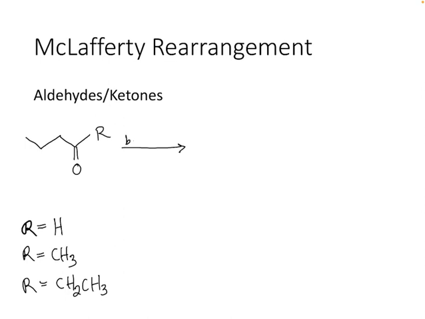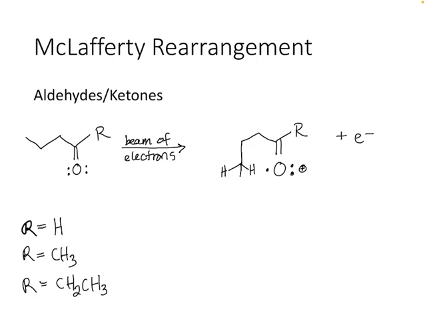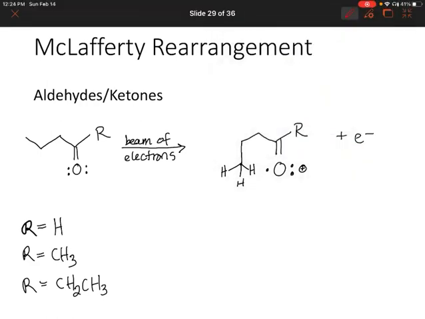So, again, let's say this passes through our beam of electrons. The oxygen is going to lose one electron. And we still have our R group. And then I'm just going to draw the other carbons slightly differently. So I'm just rotating the last carbon downward. And the reason for that is our radical oxygen is going to form a bond with one of the hydrogens on the end of the molecule.